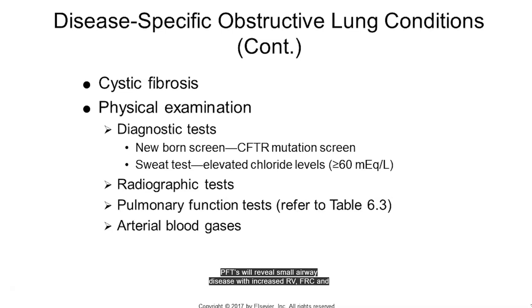PFTs will reveal small airway disease with increased RV, FRC, and TLC with reduced flow rates, particularly the FEV1 to FVC. Restrictive components of the disease may also be evident as fibrosis develops after repeated infections. ABGs often show decreasing PaO2s throughout the patient's life. An elevation of PaCO2 and FEV1 less than 30% of predicted are consistent with end-stage disease.